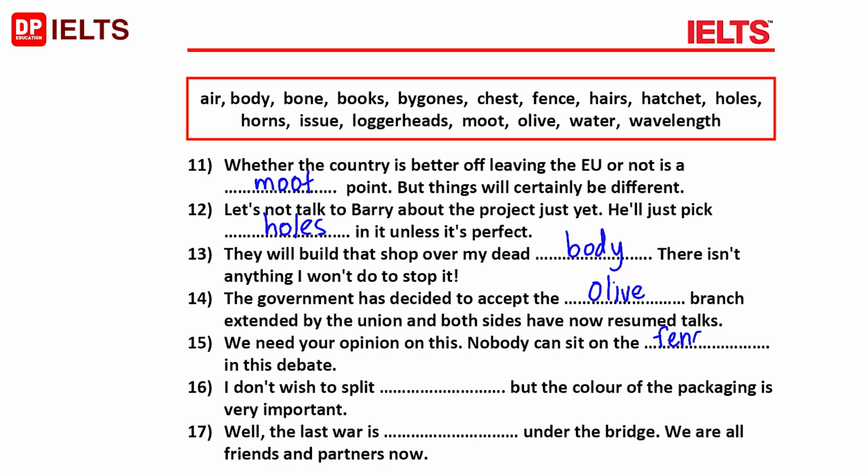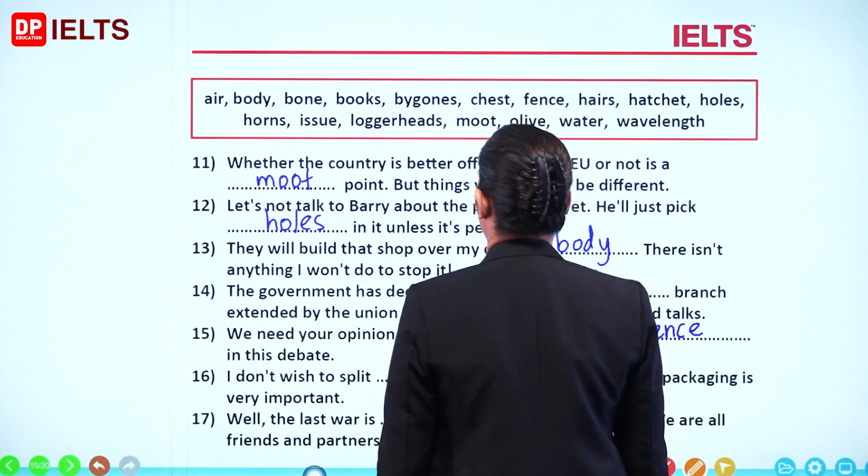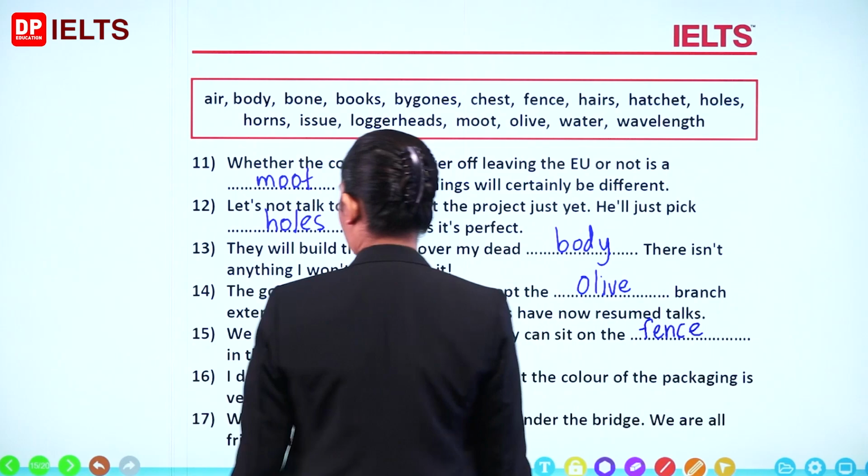I don't wish to split hairs, but the color of the packaging is very important. Well, the last war is, what can we say? The last war is water under the bridge. We all are friends and partners now. Right, so we have completed this. Then make it the idioms, right?